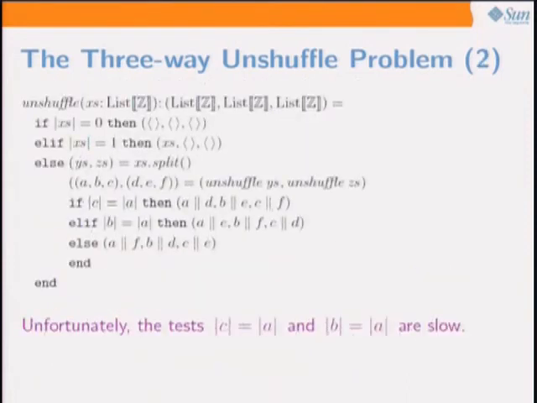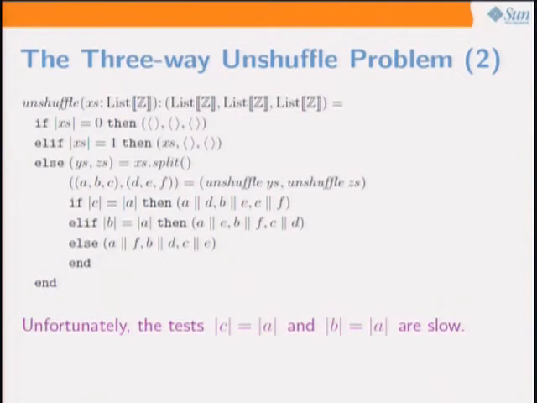And so here's a piece of Fortress code that does that. It follows this structural recursion strategy. For the empty list, we produce 3 empty lists. For the singleton list, we produce that singleton list and 2 empty lists. Otherwise, we split the list, call unshuffle recursively to get 2 triples, A, B, C, and D, E, F. And now there are 3 possible ways to match them up. And it turns out that if you compare the length of C to the length of A and then the length of B to the length of A, that will tell you what the correct correspondence is.